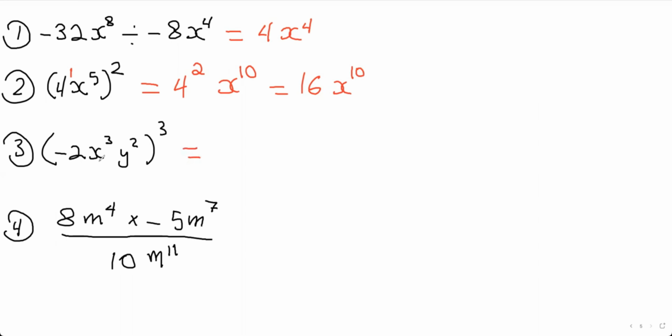How about here? Again, this negative 2 has a 1 on top. So we're going to distribute the exponent everywhere. It is going to be negative 2 to the power of 3, because 3 times 1 is 3. And x cubed, so 3 times 3 gives you x to the 9. And y squared, 2 times 3 is y to the 6. Negative 2 cubed gives you negative 8, because that's negative 2 times negative 2 times negative 2. So negative 8 x to the 9 y to the 6. That's your final answer.